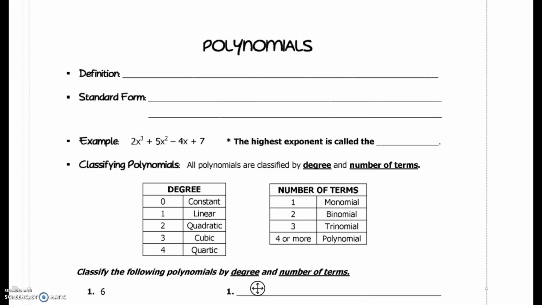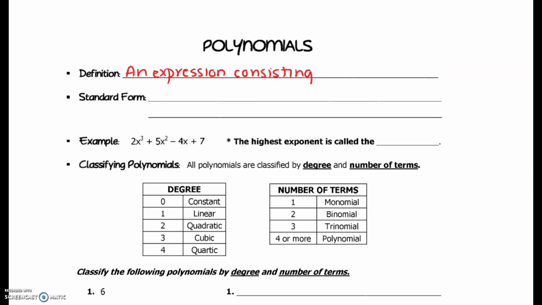Hi everyone, so today's lesson is on polynomials and how we classify them by their degree, how we write them in standard form, and how we add and subtract polynomials. So first of all, the definition of a polynomial is an expression consisting of many terms. So we will not have an equal sign here. We will see only an expression with plus and minus signs in between each one of these terms.